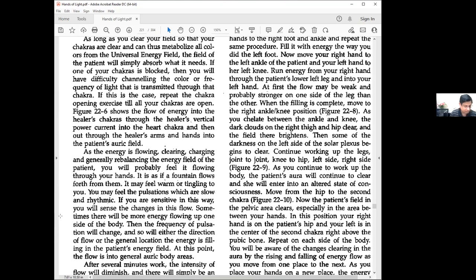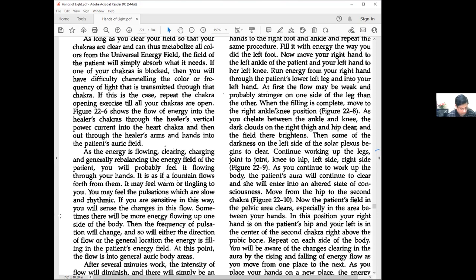As long as you clear your field so that your chakras are clear and can thus metabolize all colors from the universal energy field, the field of the patient will simply absorb what it needs. If one of your chakras is blocked, then you will have difficulty channeling the color or frequency of light that is transmitted through that chakra. If this is the case, repeat the chakra opening exercise till all your chakras are open. Figure 22.6 shows the flow of energy into the healer's chakras through the healer's vertical power current into the heart chakra and then out through the healer's arms and hands into the patient's auric field.